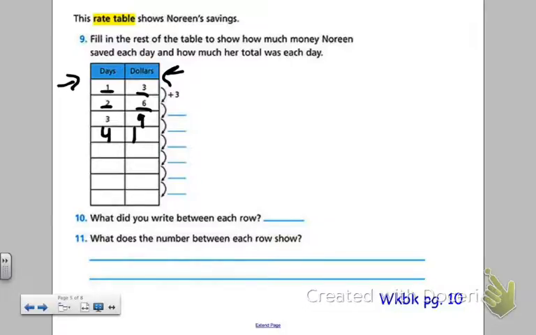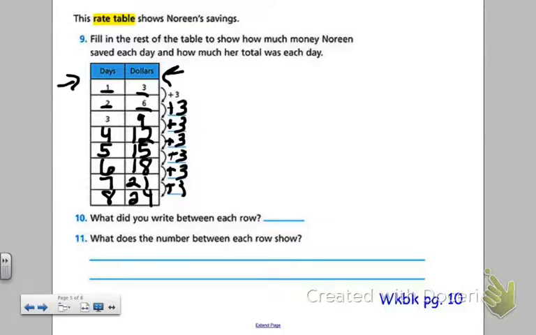Day 4, well, now we'd have 12. Day 5, okay, now we'd have 15. Day 6, $18. Day 7, $21. And day 8, now we're up to $24. Every time, as the days increase, our dollars are increasing by 3. We're adding 3 every day. $3 are being deposited every day.